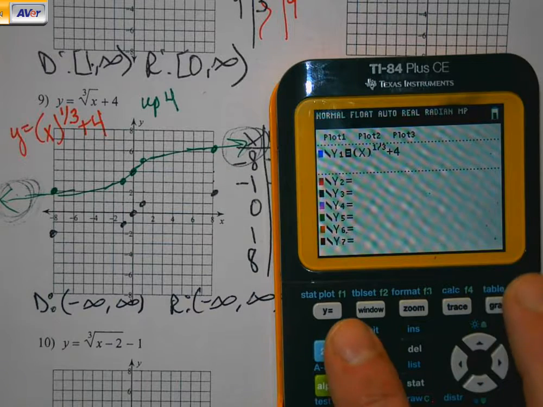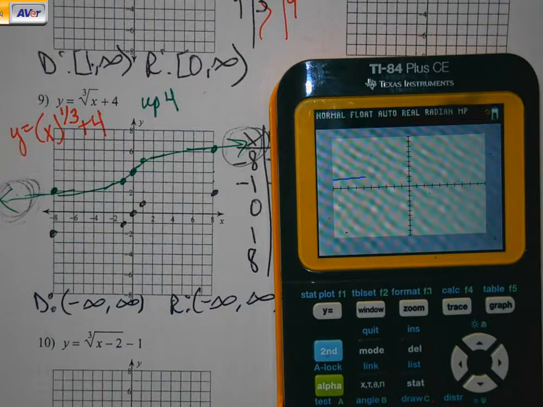And so here, I look at my graph. Now, for those of us that have graphed already, we see it's looking really similar to the one that we graphed. It's shifted up.